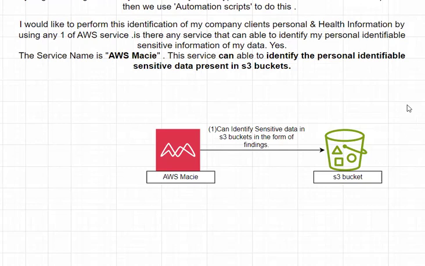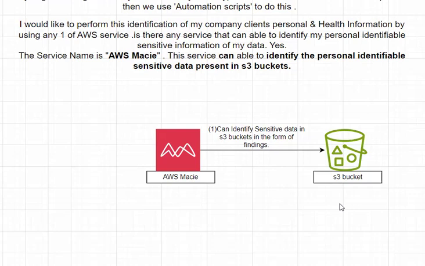So now let's have a question. In order to identify sensitive data present in an S3 bucket, do I need to provide any underlying infrastructure, or do I need to create a machine learning automation script, or do I need to create any pattern matching algorithms? Those all things, do I need to manage for identifying the sensitive data present in the S3 bucket? The answer for this is no.